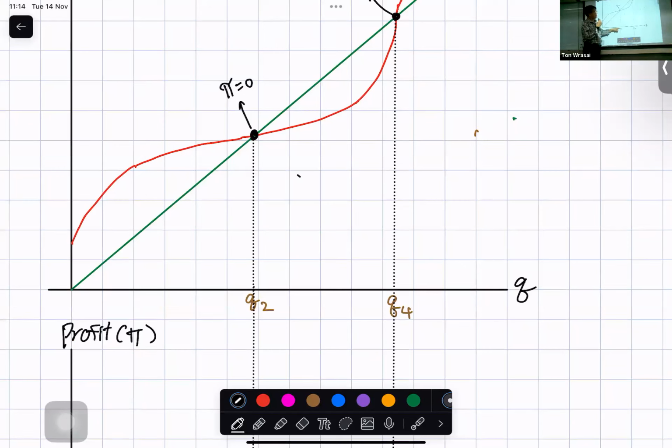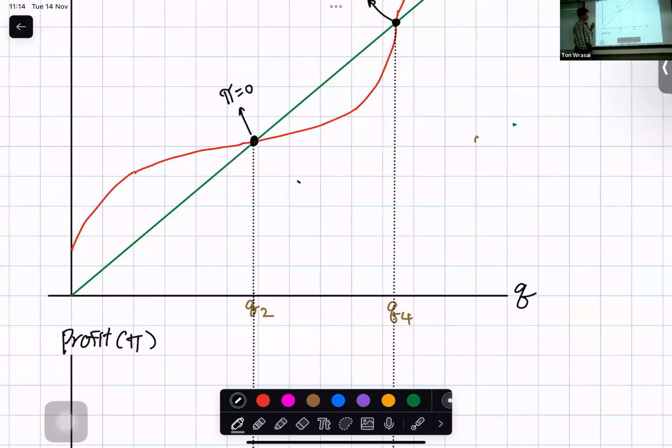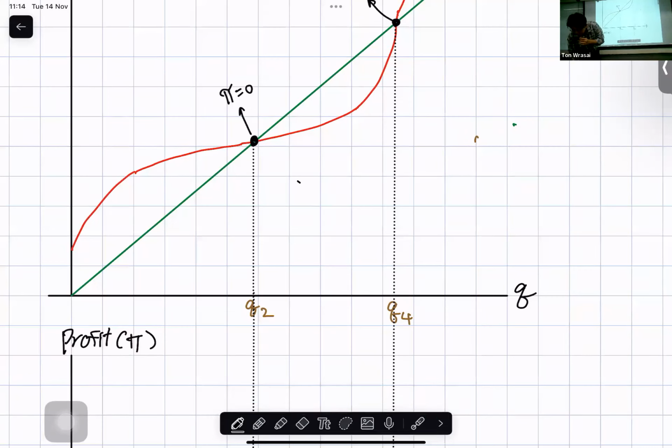When we produce Q2, we generate the same revenue as total cost. One more time at Q4: if the firm produces Q4, profit equals 0 in two places. And moreover, when we look at the range Q2 to Q4, the green curve is above the red. So this level of production range must create profits.